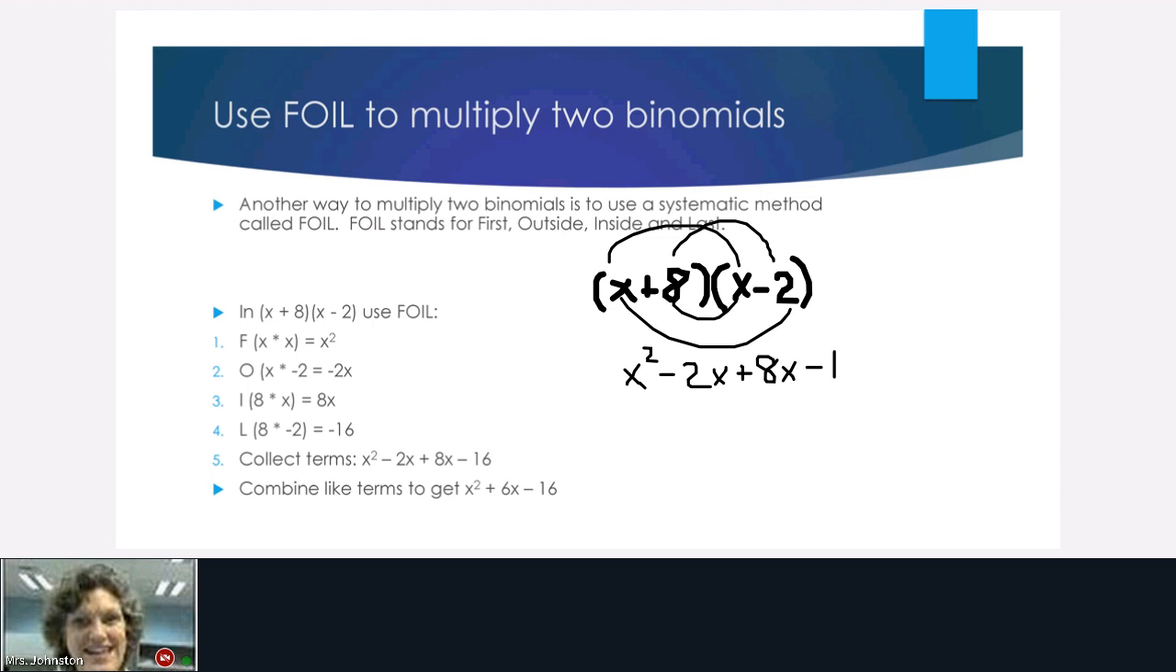Notice that the middle two terms both have an x, so they can be combined. Negative 2x plus 8x becomes 6x, and the other terms come down unchanged because they didn't have anything to combine with. So the final product is x squared plus 6x minus 16. This is a good skill to practice. Once you practice it, it'll become like easy peasy.